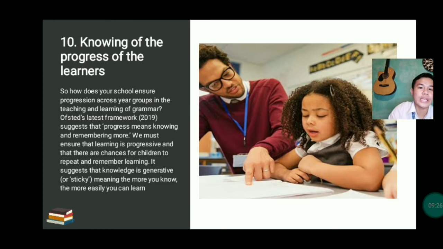So how does your school ensure progression across your groups in the teaching and learning of grammar? Ofsted's latest framework from 2019 suggests that progress means knowing and remembering more. We must ensure the learning is progressive, and that there are chances for children to repeat and remember learning. So it suggests that knowledge is generative or sticky, meaning that the more you know, the more easily you can learn. Yes, that's right.